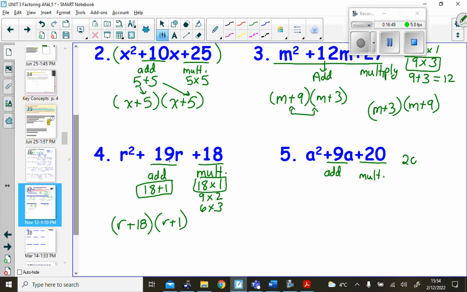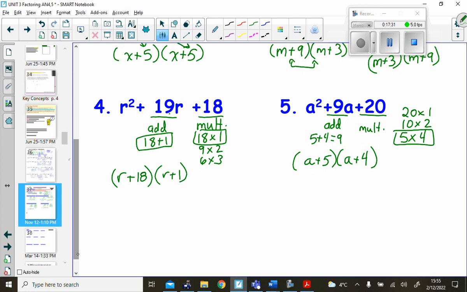20 could be 20 times 1. 20 could be 10 times 2. 20 could be 5 times 4. The only one of those that adds to give 9 is 5 and 4. So 5 plus 4 is 9. 5 times 4 is 20. So 5 and 4 are the numbers. A plus 5 times A plus 4 is a squared plus 9a plus 20. Nice, easy rule to apply.